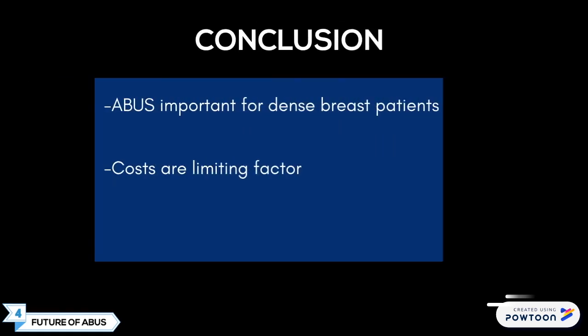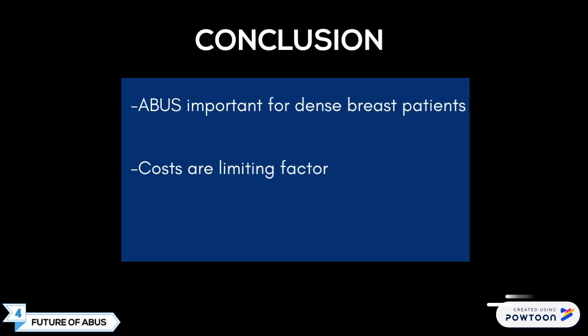In conclusion, ABUS is an important modality that significantly improves healthcare for patients with dense breasts. However, the cost of ABUS is currently a limiting factor. Going forward, it's likely that the healthcare system will implement technologies and protocols to determine when ABUS is really needed for a patient in order to improve the quality of healthcare for these patients, while also improving workflow and efficiency.